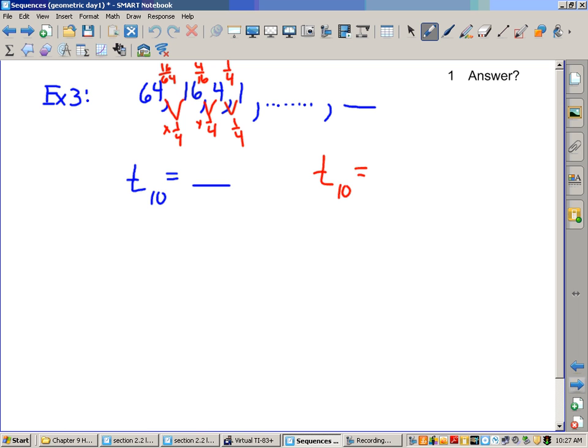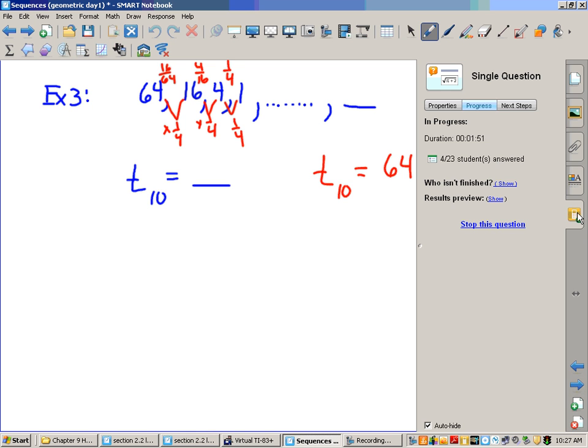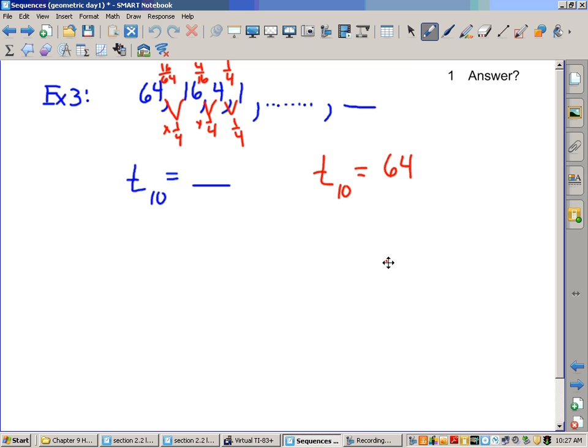T sub 10 equals... I know you guys have fancy calculators, and I know some of you will just type this in and hit enter. But I'm hoping that the 4 people that sent in answers already sent the exact answer in. Okay, this problem right over here: 64 times 1/4 to the, well, 10 minus 1 power is 9.